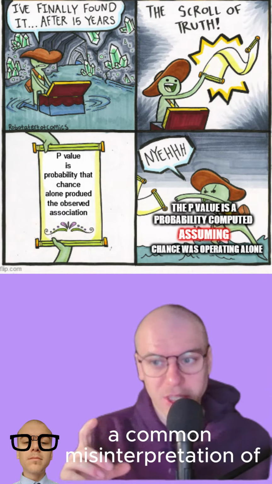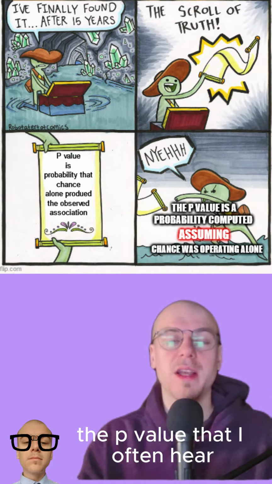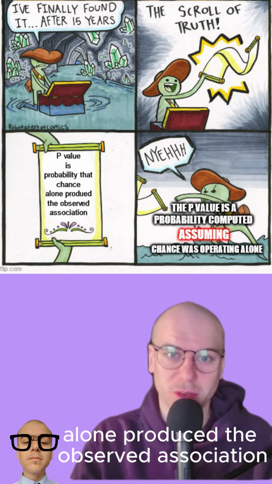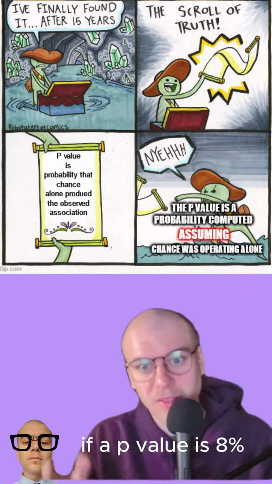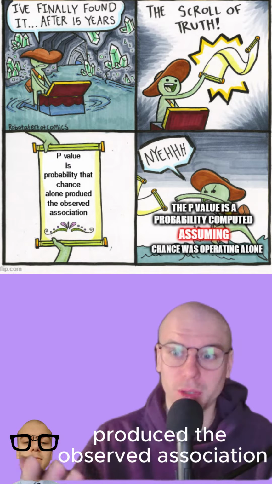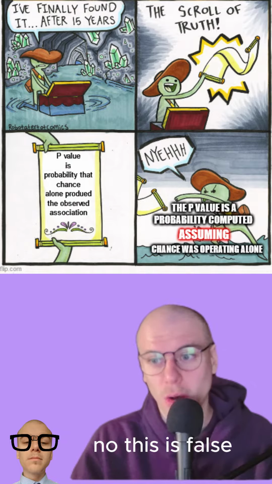A common misinterpretation of the p-value that I often hear is that the p-value is the probability that chance alone produced the observed association. So for example, if a p-value is 8%, then there's an 8% probability that chance alone produced the observed association. No, this is false.